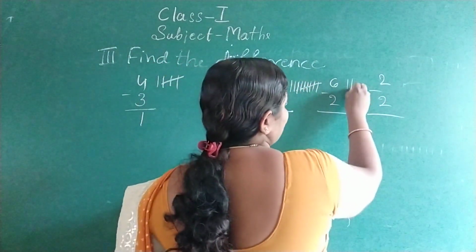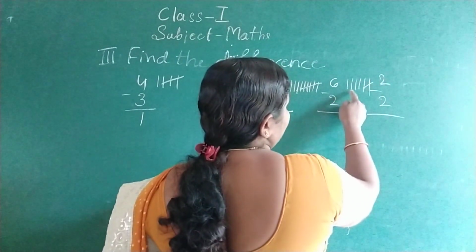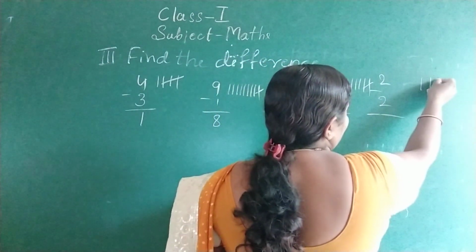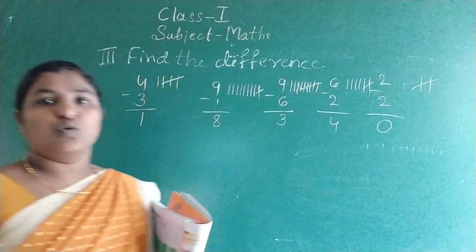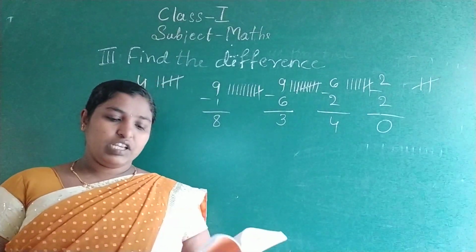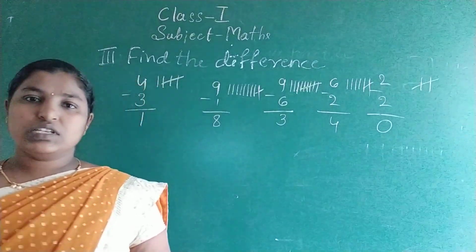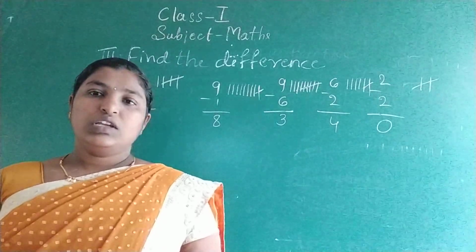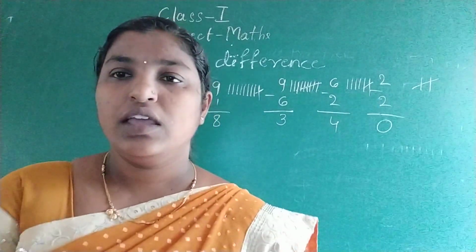Now 6 minus 2. 1, 2, 3, 4, 5, 6 minus 2. 1, 2, 3, 4 is remaining. Next, 2 minus 2. 1, 2. So all have gone. Answer is 0. So this is all about subtraction. Next, do these two in tomorrow's class, and we will start the 5th lesson. Okay, thank you.